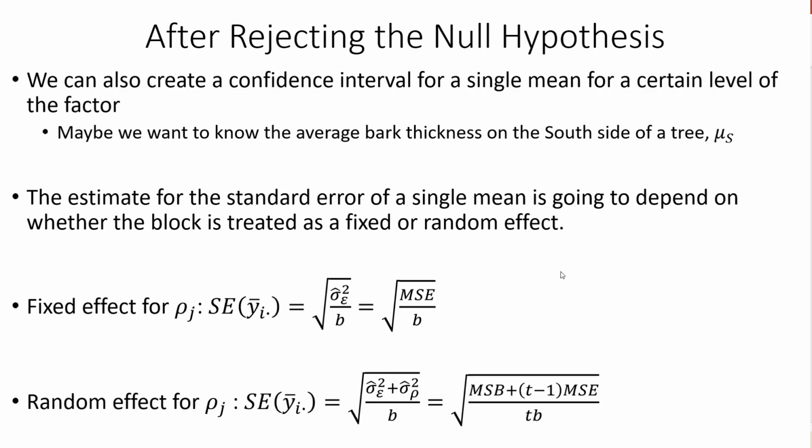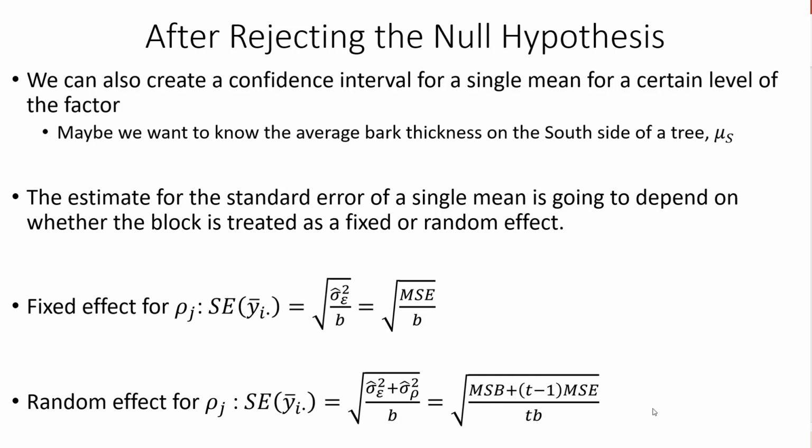But if we're treating it as a random effect, we need to take into consideration the variance of the errors and the variance across the trees. So this would be the estimate of the variance for the blocks. And that's going to be the mean squares between the blocks plus t minus 1 times the mean squared errors. And this would end up being the formula that we would use for our standard error for a single mean.